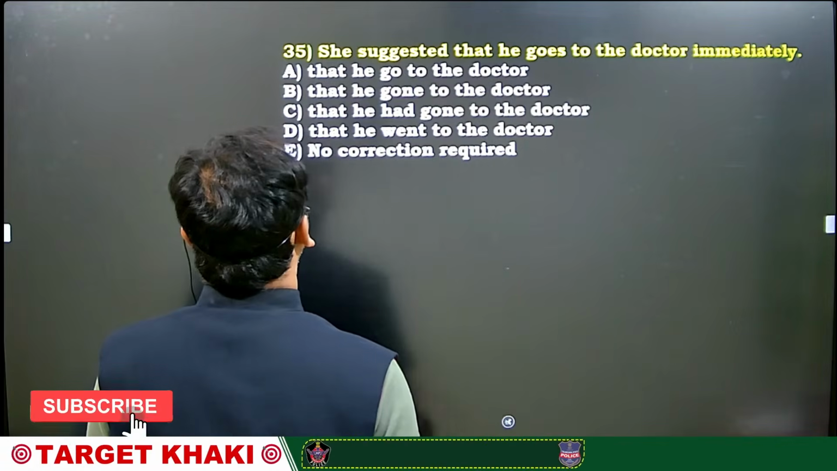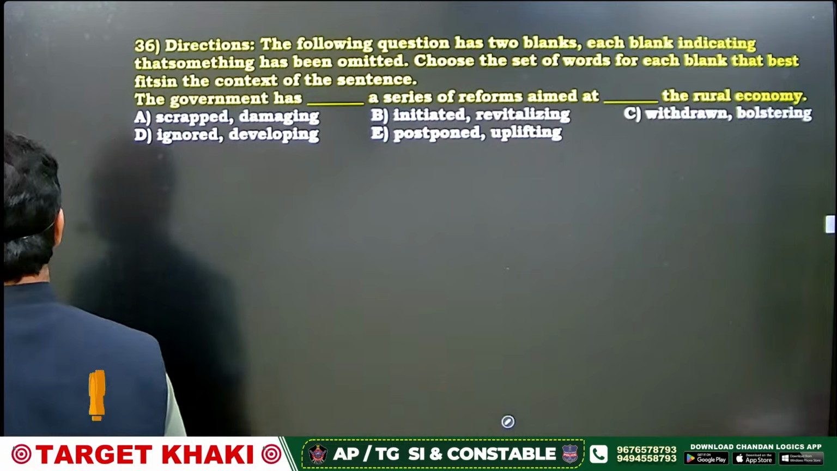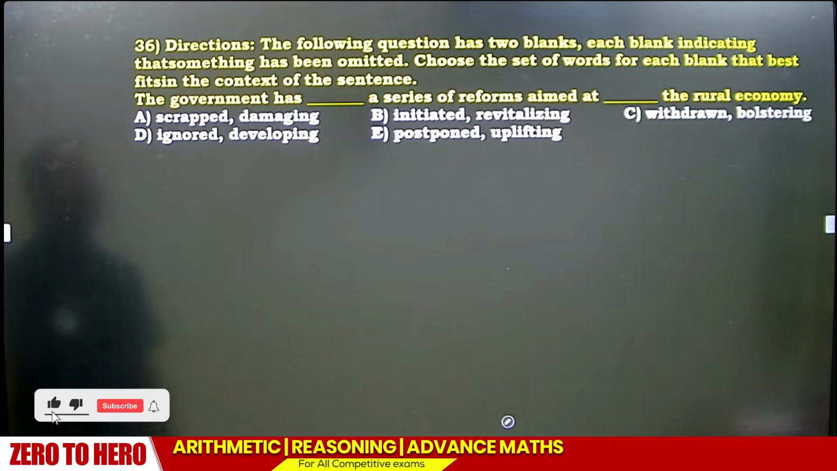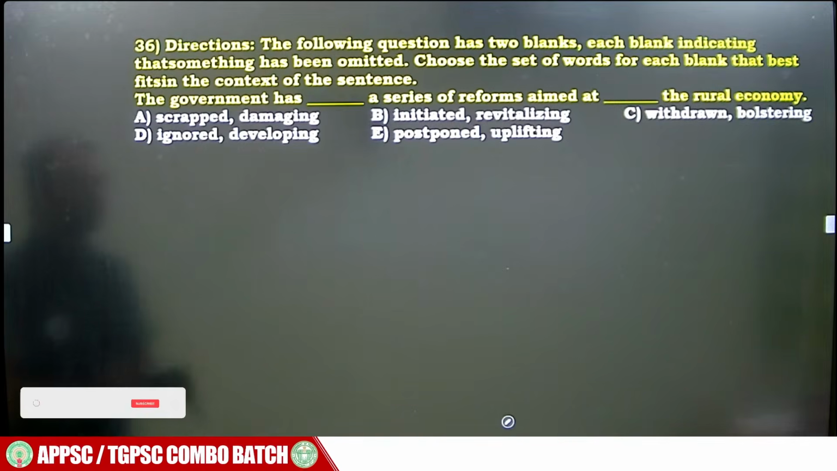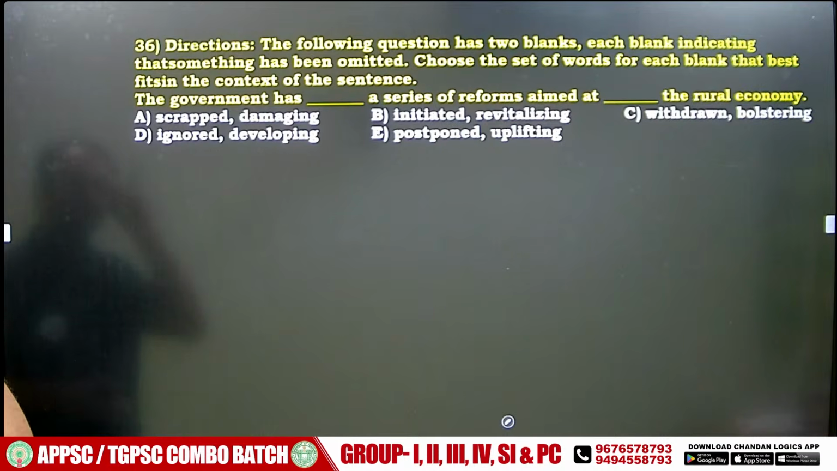Okay, let's go to question number 36. Last 5 questions, guys. Can you try the answer? A sentence with 2 blanks. The government has dash a series of reforms.